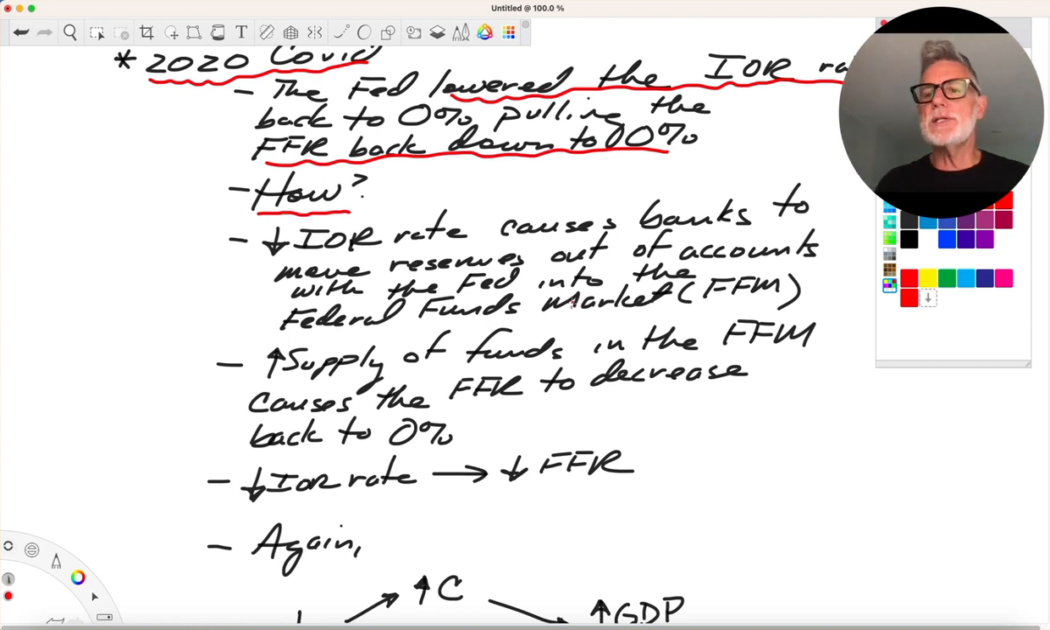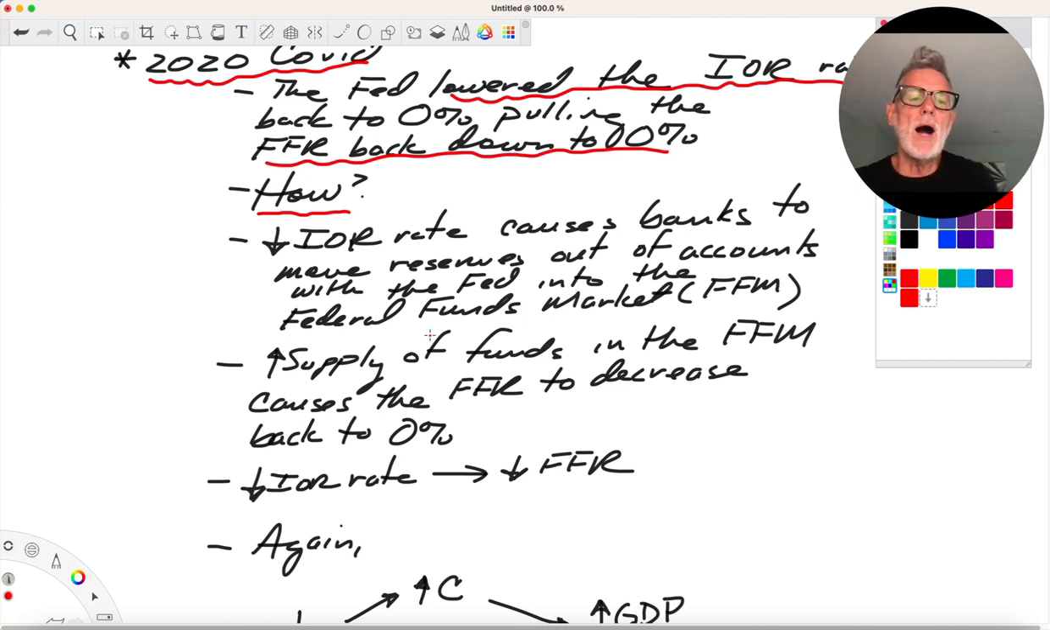So banks are always interested in the highest interest rate they can get and the safest interest rate they can get. The IOR rate and the federal funds rate are very safe loans. Okay, they're going to get repaid. If you park funds in an account with the Fed, it's definitely going to pay you interest and give you those funds back. If you loan money to another bank in the banking system, those banks are going to repay you. Banks honor loans made to other banks. The last thing in the world you want to do is renege on a loan from another bank.